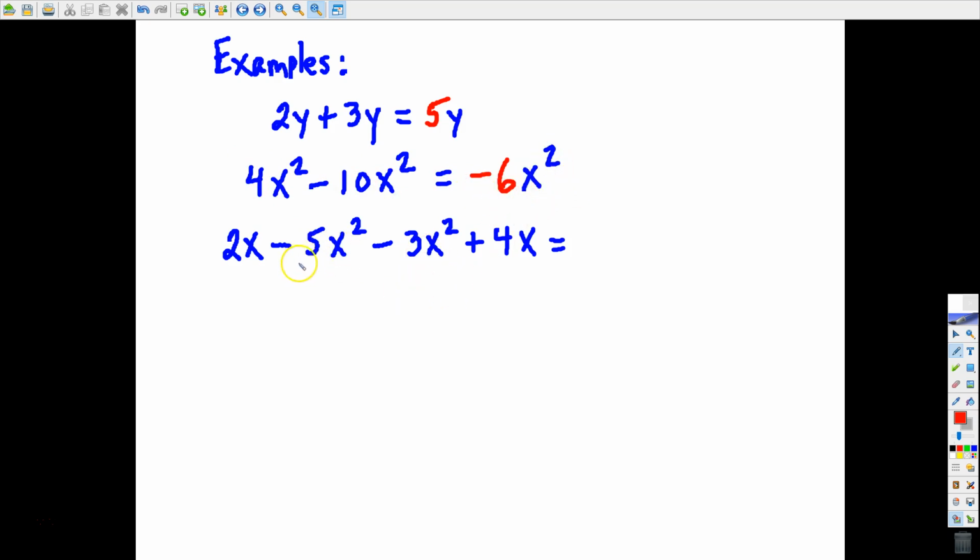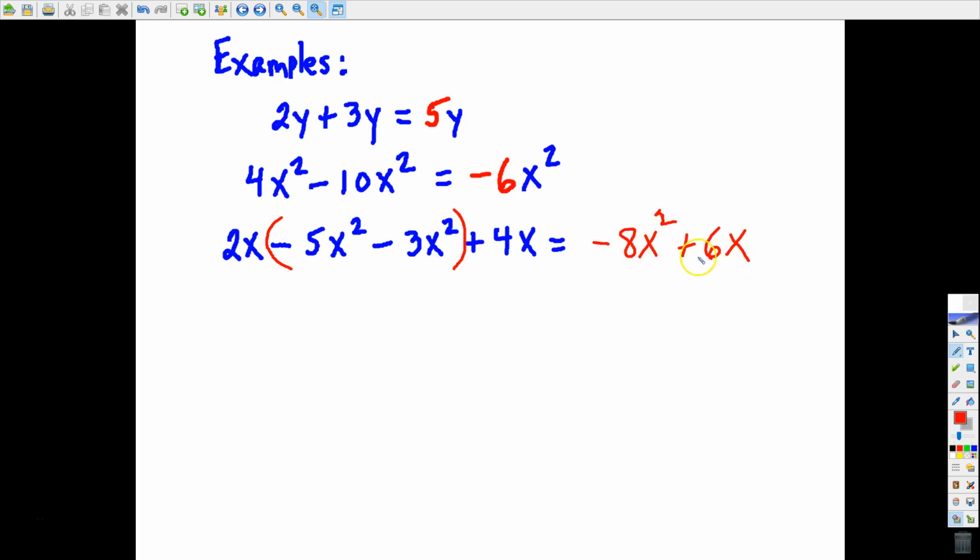Okay, so for this one, let's start with the higher exponent first. And I've got a couple of like terms. Got a couple of x squares. So when I put those together, -5 minus 3 is -8x squared. And then these other terms are also like. They both have x, and they're both x to the first power. So +2 plus 4 is +6x. And this is preferred.